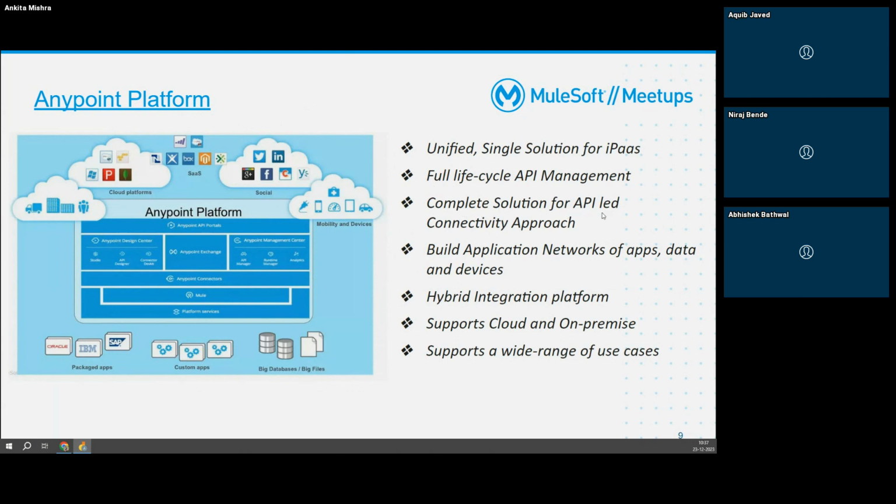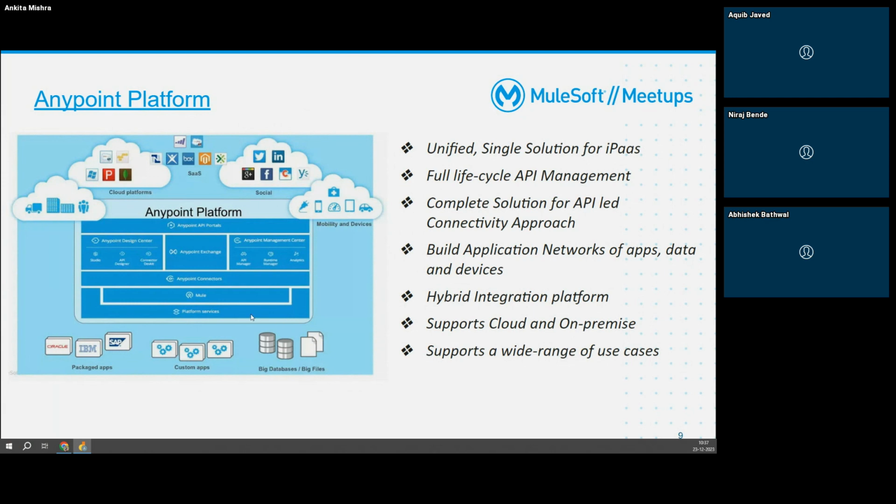It is a complete solution for the API-led connectivity approach. It helps you to build your application network of applications, data, and devices. It also supports a hybrid integration platform. So using this platform, you can deploy and integrate your applications with hybrid technologies out there in the market. It supports cloud and on-premises deployment, and it also supports a wide range of use cases. You name it, and our platform supports it.